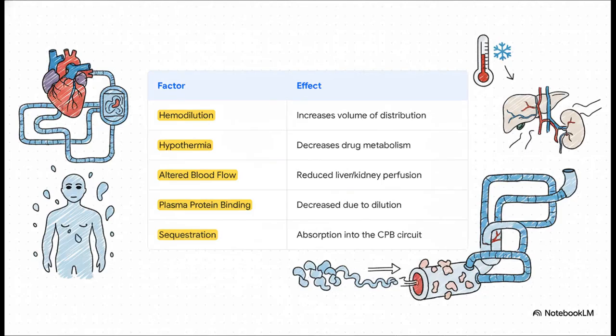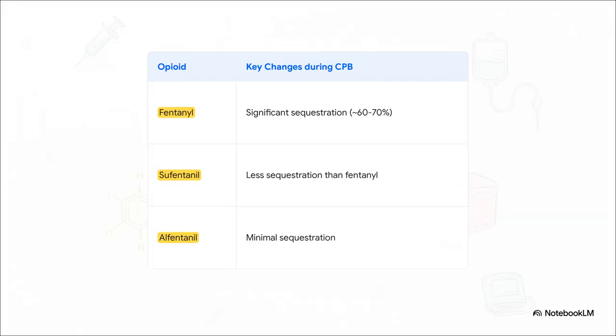You know, cardiopulmonary bypass is anything but a steady state. Virtually every single pharmacokinetic parameter is altered. The large priming volume in the circuit causes profound hemodilution, which increases the volume of distribution and instantly lowers drug concentrations. The routine use of hypothermia slows down drug metabolism. The non-pulsatile flow means blood flow to clearing organs like the liver and kidneys is reduced. And even the plastic tubing of the circuit itself can act like a sponge, sequestering lipid-soluble drugs and taking them out of circulation. So let's see how this actually plays out with our commonly used opioids.